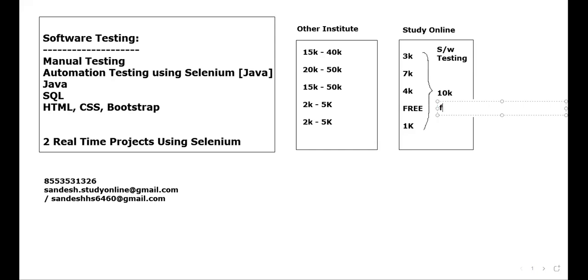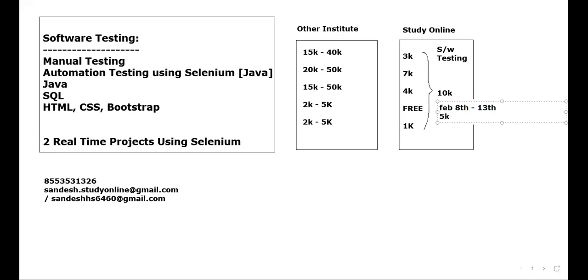Two installments, from February 8th. Tomorrow, February 8th, till the coming Sunday. What is the date for this coming Sunday? I think February 13th, if I'm not wrong. Tomorrow is 8th, 9th, 10th, 11th, 12th, 13th. 13th or 14th, whatever it may be. You have to pay 50% of the course amount, that is 5k.